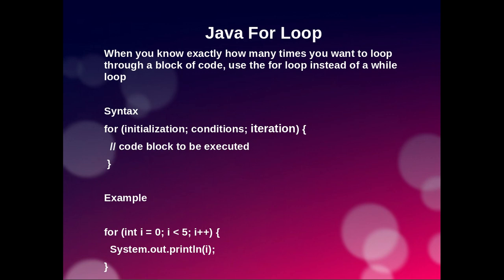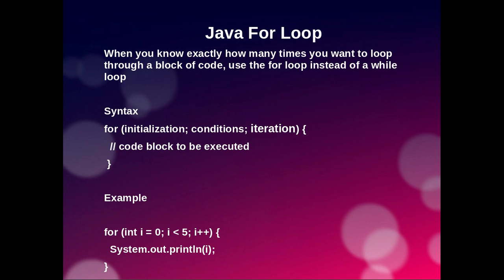So let's start with the for loop. The for loop is a very important loop in the Java language. Whenever we want to execute a statement repeatedly till the condition is satisfied, we use the for loop. When you know exactly how many times you want to repeat that statement or block of code, instead of using the while loop, we use the for loop.